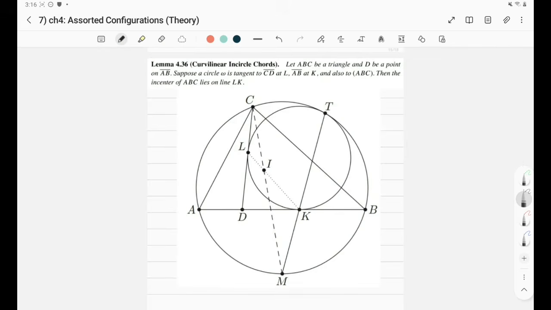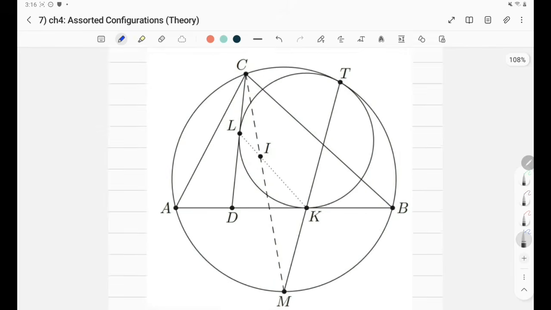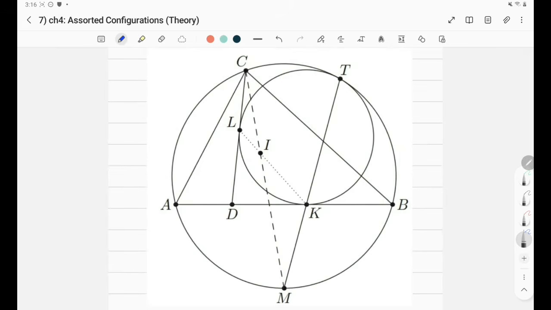Alright, so now we're still working with the same configuration, but we added additional stuff. As you can see here, we still have the big circle, the two circles, and we still have AB, and we still have that if we join this, you get the midpoint of the arc. We already know this right now. But what did we add? We added an additional tangent from C, from just a random point here. This tangent is CD, tangent at L.